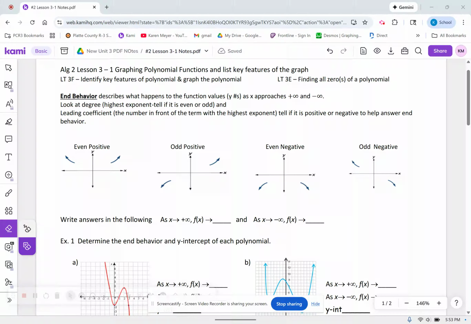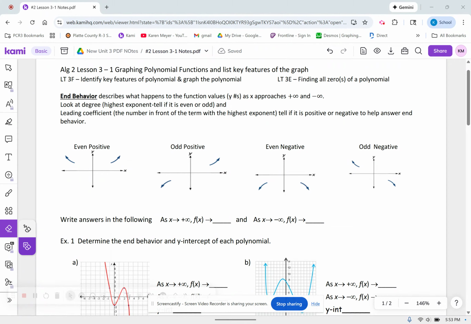Okay, besides finding zeros of a polynomial function, now we're going to add on a couple more key features. One of the key features we're going to add on is to be able to describe the end behavior. To describe the end behavior, basically what you're going to do is tell what is happening to the y numbers. So you're going to be looking at the left and the right side of the graph, and you're going to tell me, do the y numbers go up forever and ever, or do the y numbers go down forever and ever?